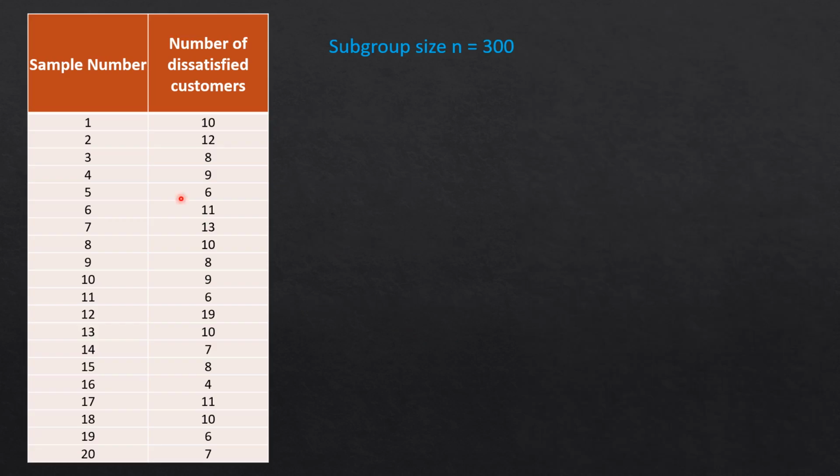As we have already calculated the center line, upper control limit and lower control limit for the NP chart, now to construct the NP chart we are going to use the table that is already given in the question. We use this column, the number of dissatisfied customers, and the subgroup size n equal to 300 to construct the NP chart.